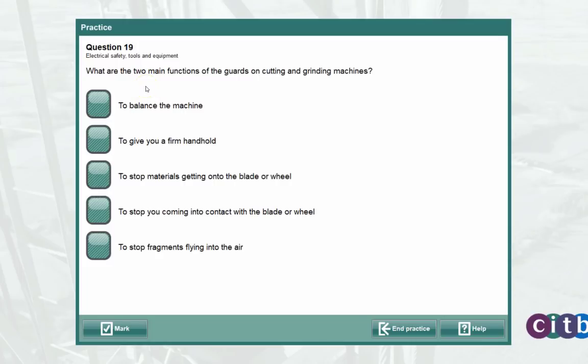What are the two main functions of the guards on cutting and grinding machines? To balance the machine. To give you a firm handhold. To stop materials getting onto the blade or wheel. To stop you coming into contact with the blade or wheel. To stop fragments flying into the air.